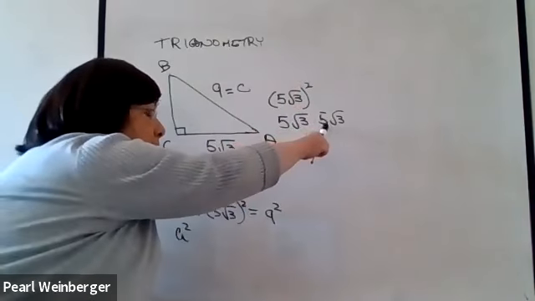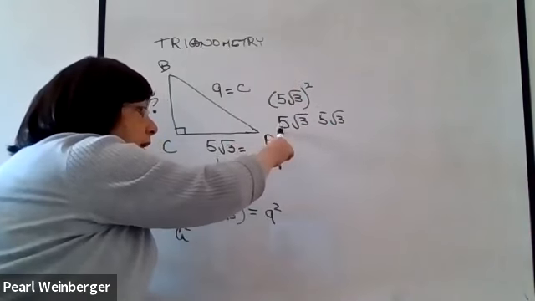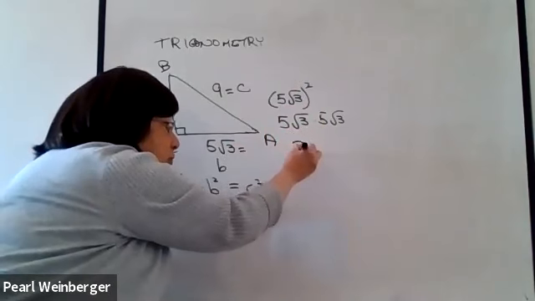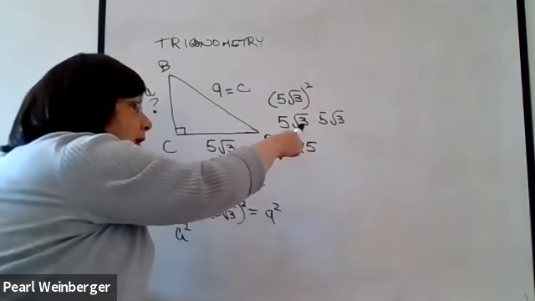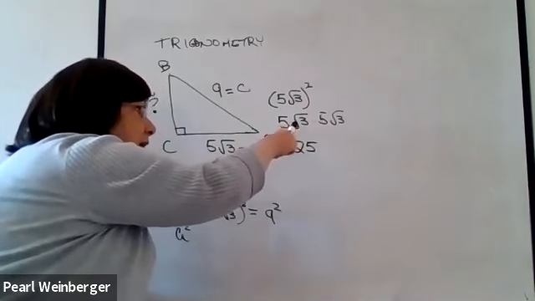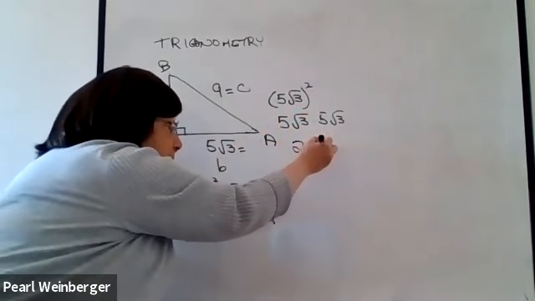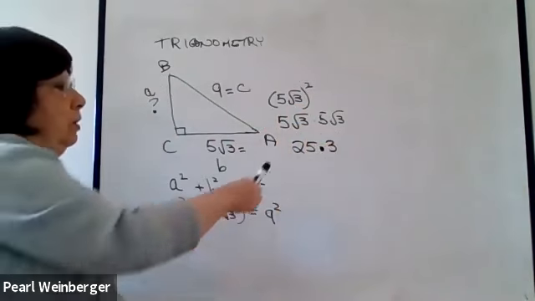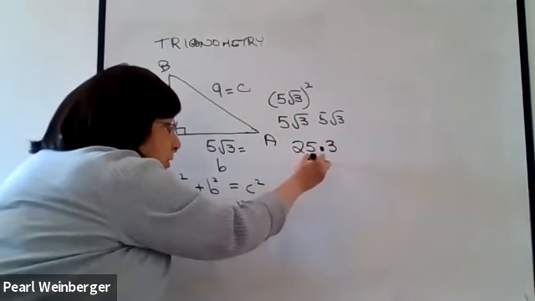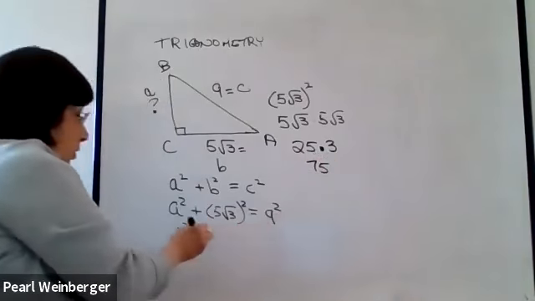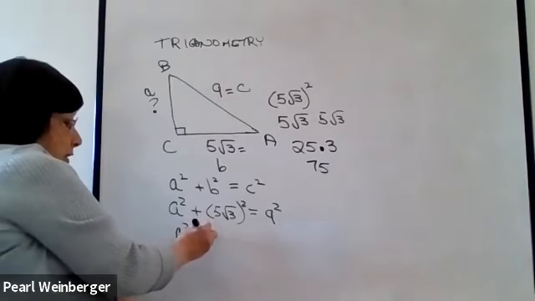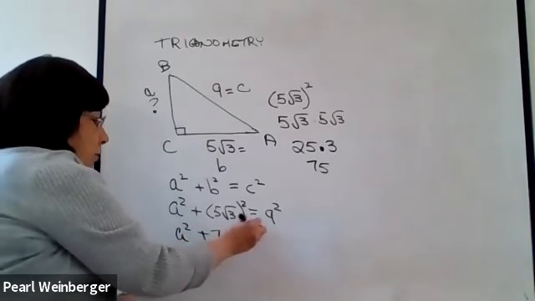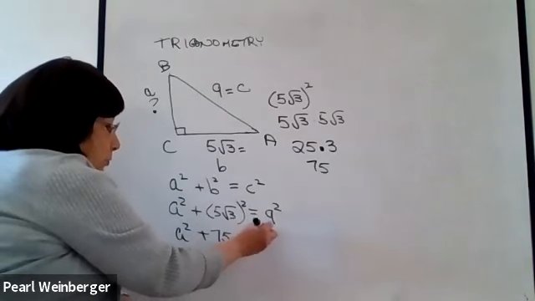Well, I know when I'm multiplying two things with radicals, I multiply the numbers outside together. So the 5 times the 5 is 25. And I multiply the radicals together, radical 3 times radical 3. Remember, when you multiply a radical by itself, it just gives you the number. So this becomes 25 times 3, or 75. So therefore, this becomes a squared plus 75 equals 9 squared, which is 81.